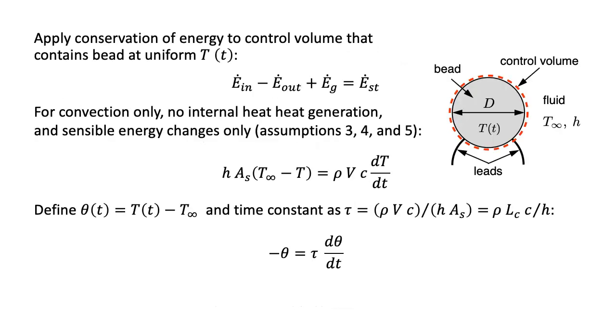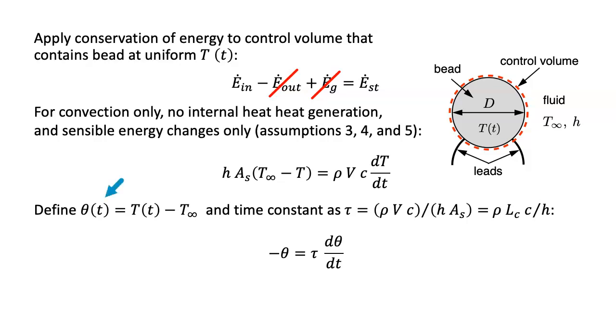Now we are ready to begin our analysis by first applying conservation of energy to a control volume that contains the thermocouple bead. For this case, there is no energy leaving the control volume and negligible heat generation. Thus, neglecting radiation and conduction in the leads, there is just a balance between thermal energy going into the bead by convection and the rate at which sensible energy stored within the bead is increasing. Note, this equation is an ordinary differential equation because the temperature only depends on time.